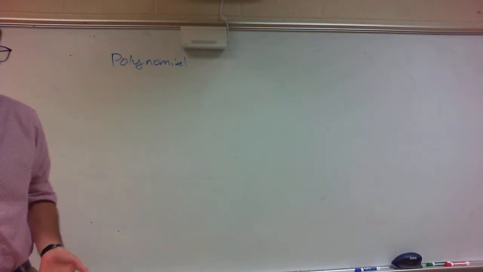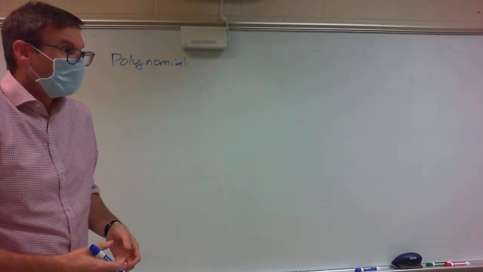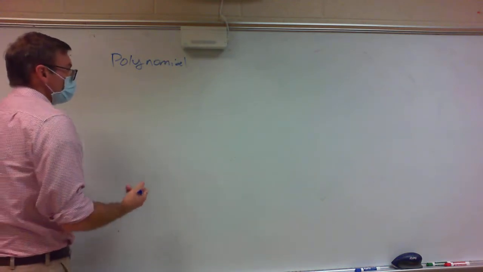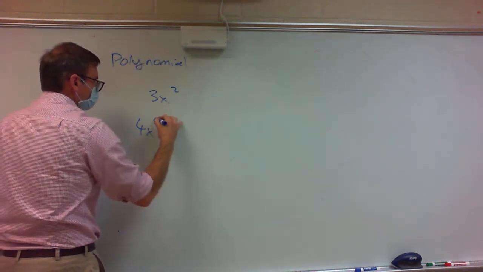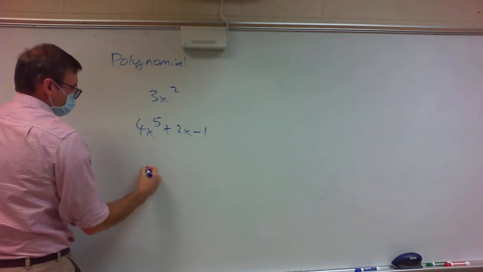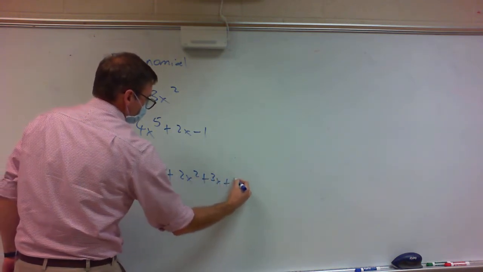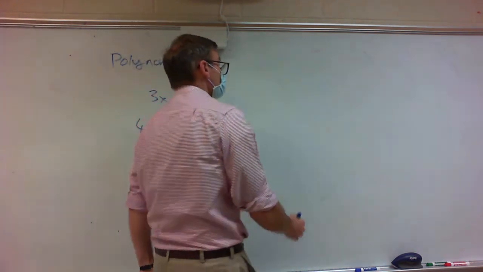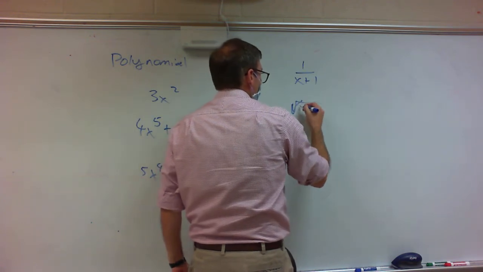What is a polynomial? Well, there's a technical definition. What I'm going to do is just give examples of things that are polynomials. I'll also show you things that are not polynomials. Things that are polynomials look like this: 4x to the 5th plus 2x minus 1. 5x to the 4th plus 2x squared plus 3x plus 4. These are examples of things that are polynomials. Things that are not polynomials look like 1 over x plus 1 and the square root of x minus 2 or something like that.